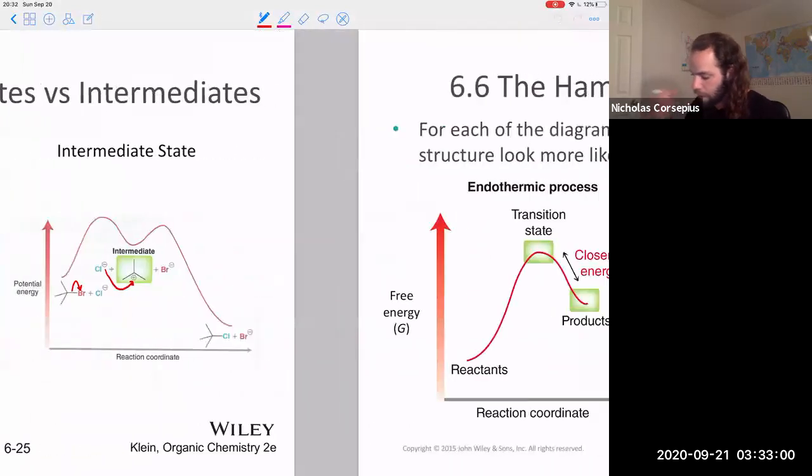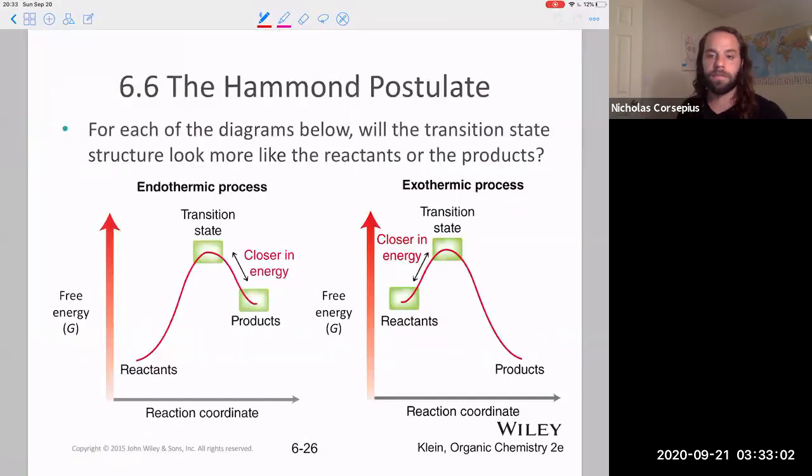All right, so the one last thing I'm gonna end with is this idea of the Hammond postulate, which is something that will be more important later on, but it's worth saying now. Hammond's postulate was basically that you can get an idea of what the transition state looks like by whichever end it's closer in energy to. Meaning for an endergonic reaction where the products are at a higher free energy than the reactants, they're closer in energy to that transition state, so we'd expect the transition state to look more like the products than like the reactants.